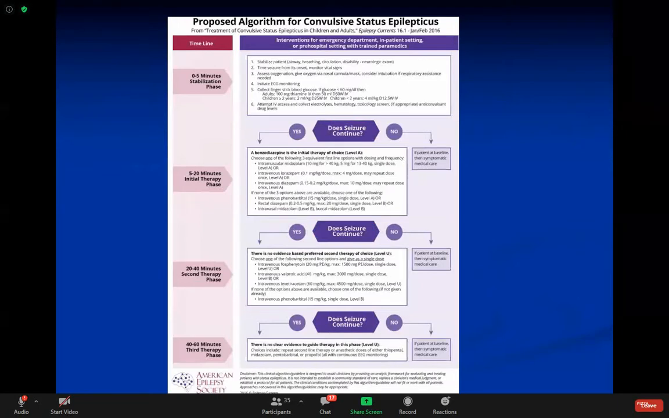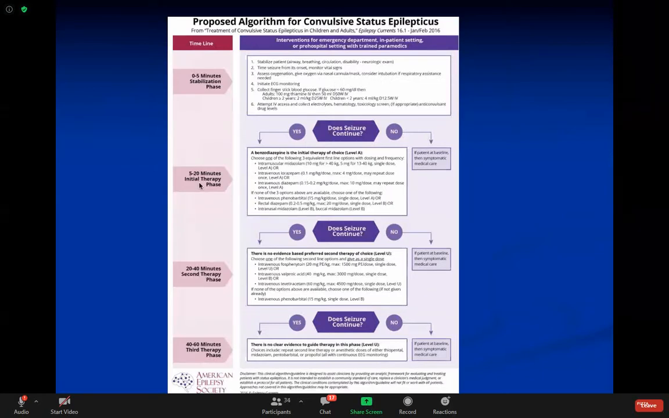Okay, this is an algorithm for convulsive status epilepticus. I'll just walk you through it here. I think we've covered everything for it so far. 0 to 5 minutes is when you want to stabilize the patient and assess if the seizure is going to continue or not. This is when you get your history done. This is when you get everything ready and the cannulas. This is when you get your medication ready in the first 5 minutes, okay?